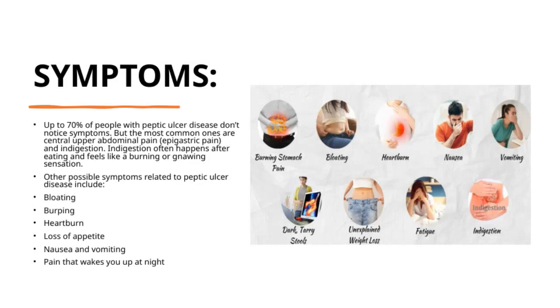Many people with peptic ulcer disease actually don't notice any symptoms at all, up to 70% of them, in fact. But for those who do experience symptoms, the most common ones are central upper abdominal pain, often called epigastric pain, and indigestion. Indigestion usually happens after eating and can feel like a burning or gnawing sensation in your stomach.